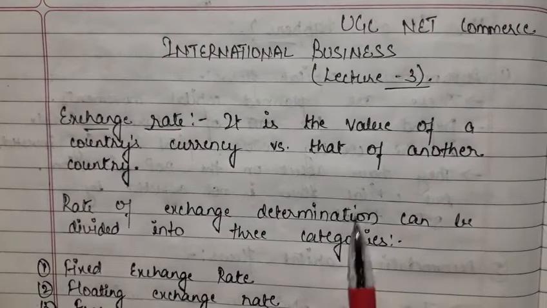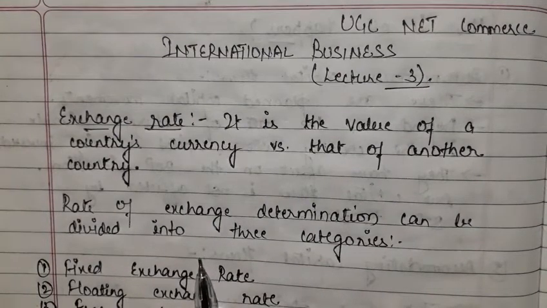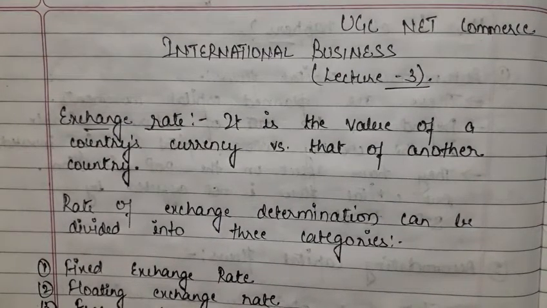It is the value of a country's currency versus that of another country. What we are mainly doing here is comparing the currencies of two countries. Suppose you are taking two currencies, dollar and rupee. Exchange rate means we want to check how many dollars or how many rupees are equivalent to $1. That will be the exchange rate.